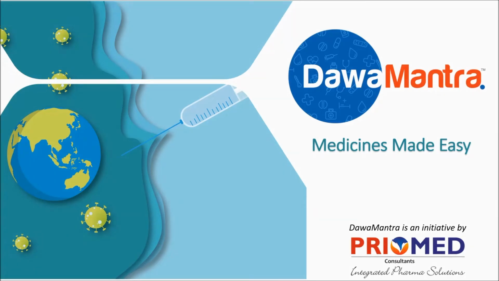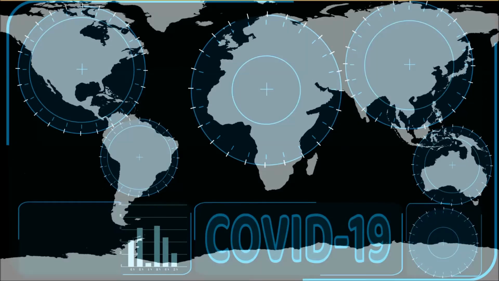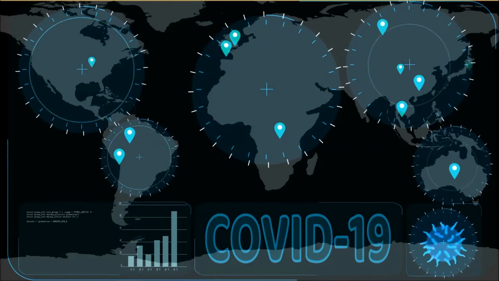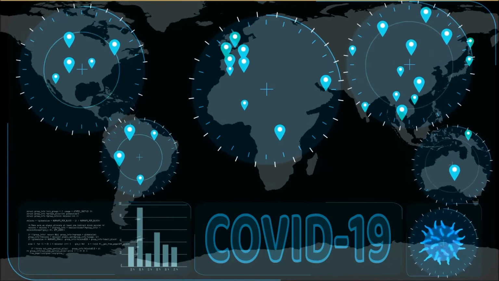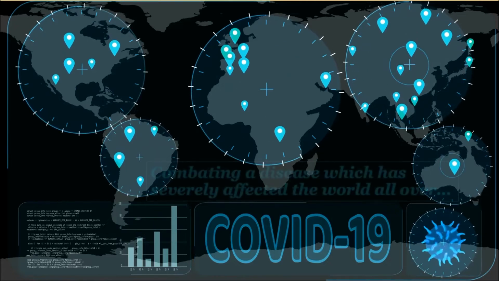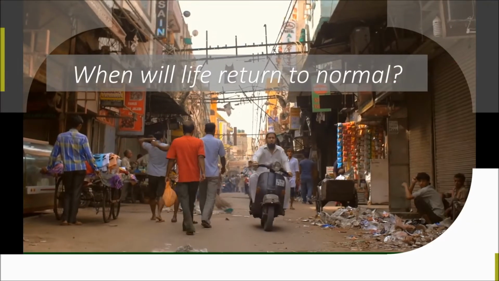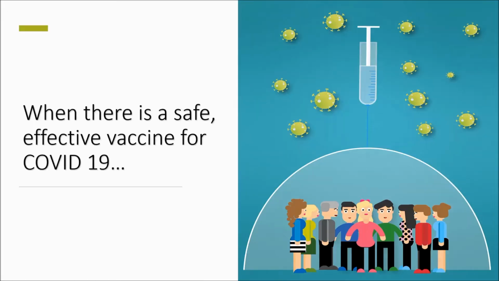In DawaMantra's last video, we looked at the basics about vaccines, the common questions and queries about vaccines. In this video, let us look at the progress of the COVID-19 vaccine. One of the most urgent needs of humankind today is combating a disease which has severely affected the entire world, and that is COVID-19. When will life return to normal? When there is a safe, effective vaccine for COVID-19?